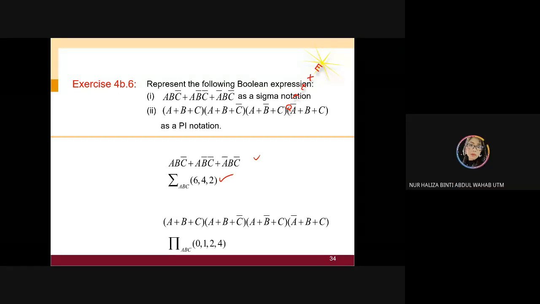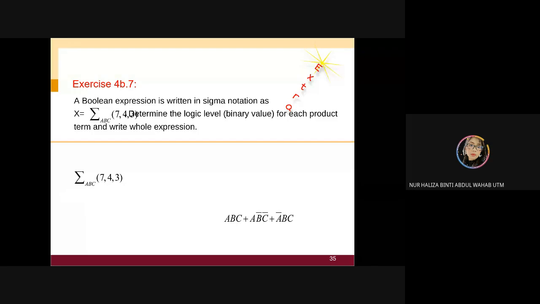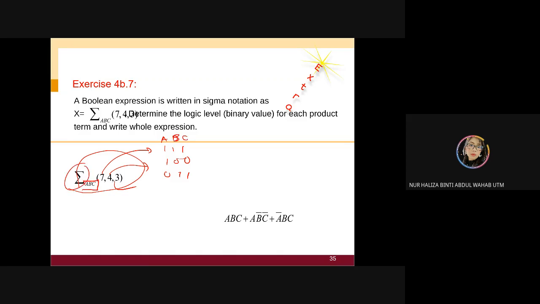Okay, now let's take a look at the next one. This one is also an exercise you can try to do. It's very simple, easy peasy. From here, you can convert it to decimal, binary. You will get 111. This one you will get 100. This will be 011. A, B, C. You can see here, and this one is your SOP.